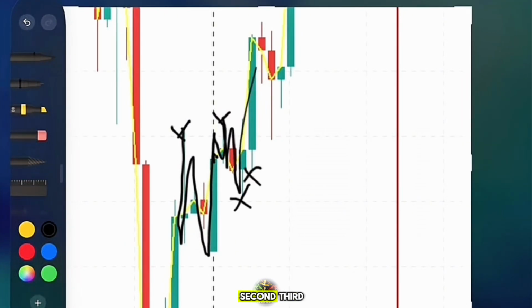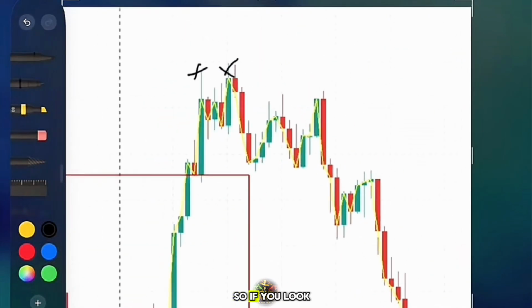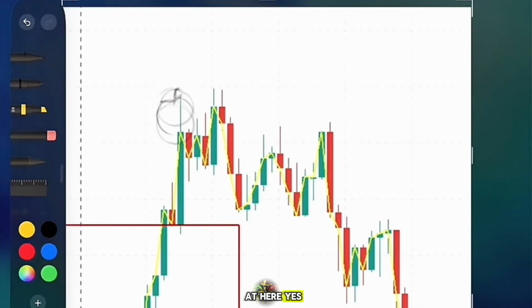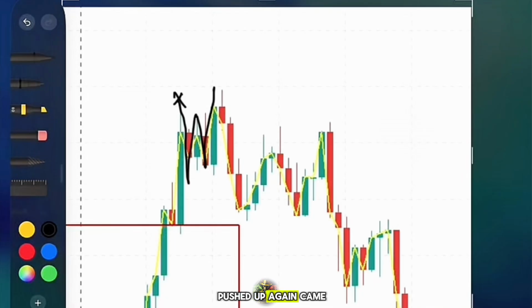First, second, third, fourth, fifth. See, all these are volumes. So if you look at here, yes, price gave a sell volume here. You can just observe the market. Price came down, pushed up, right? And then price came down again, pushed up again, came down here, kept on pushing down. See, this indicates price is interested to sell.